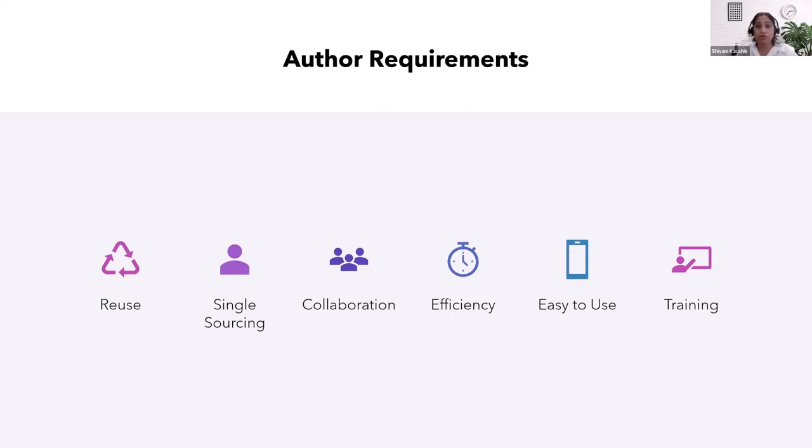And most important, training. How complex the tool is, how much time it will take to train authors and reviewers. Because if the tool is very complex, then again, the transition will be difficult. So focus on the training part as well.